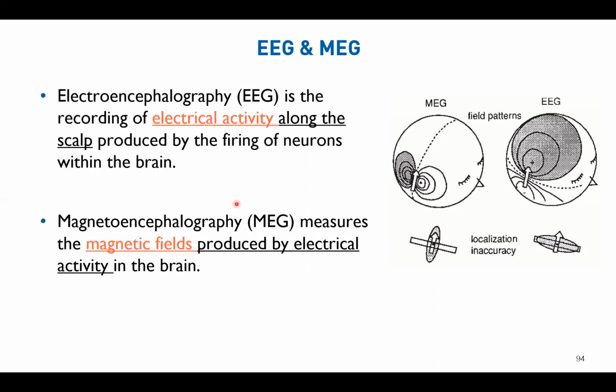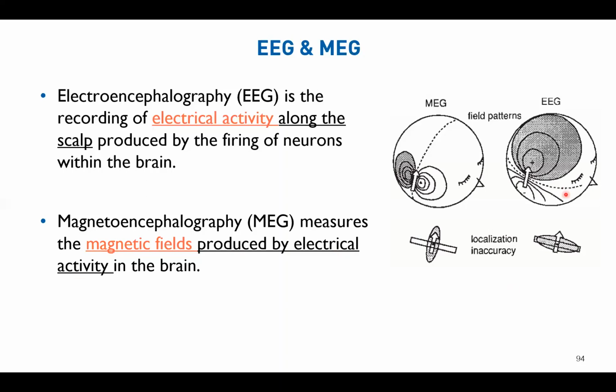We know that there are neurons in the brain, and if they fire, they produce electrical activity. So EEG directly measures the electrical activity generated by the brain. And we also know that if there is an electrical field, it also generates a small magnetic field. That's from physics. So MEG measures the magnetic fields produced by the small currents, the electrical activity in the brain.